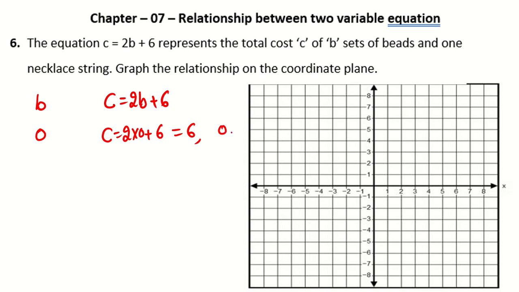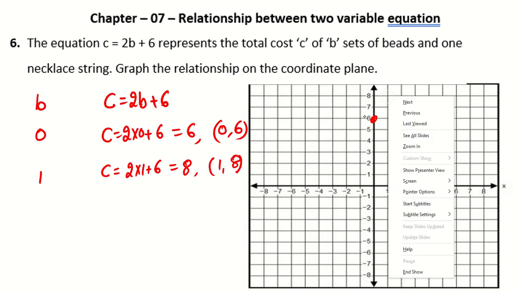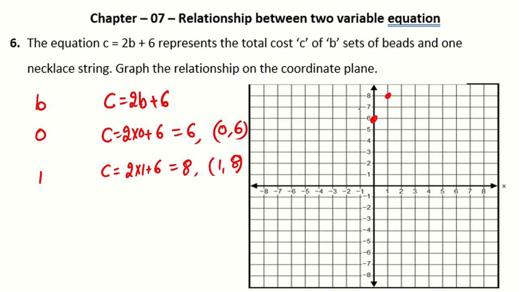So what will be the point? Point will be 0, 6. So value of x is 0 and value of y is 6. So point will be here. Okay. Now another point, if I take value of B as 1, so C will be equal to 2 times 1 plus 6 means 8. So what will be the point? 1, 8. So here value of x is 1, value of y is 8. So point will come here. Okay. So simple, join these 2 points with a straight line and you will get the answer.